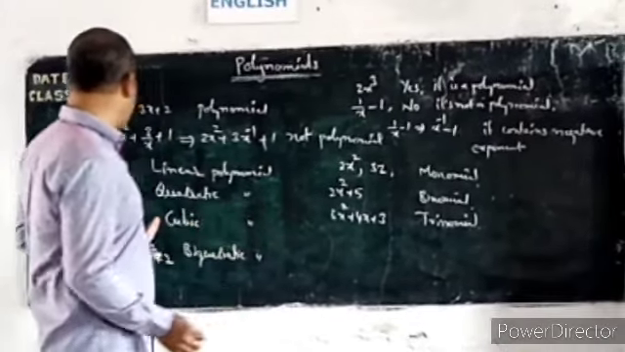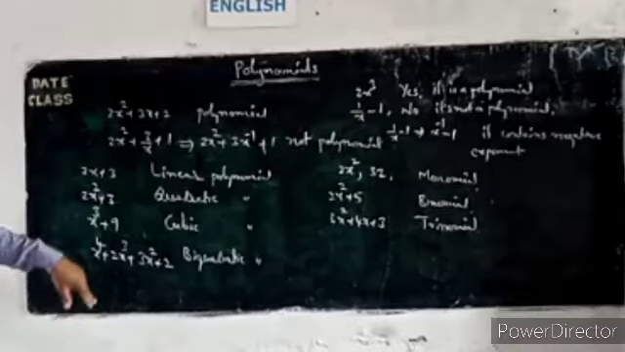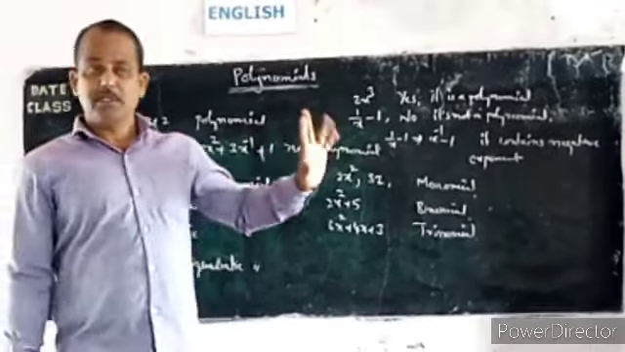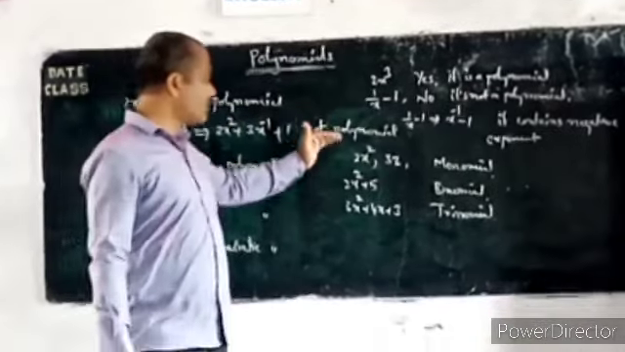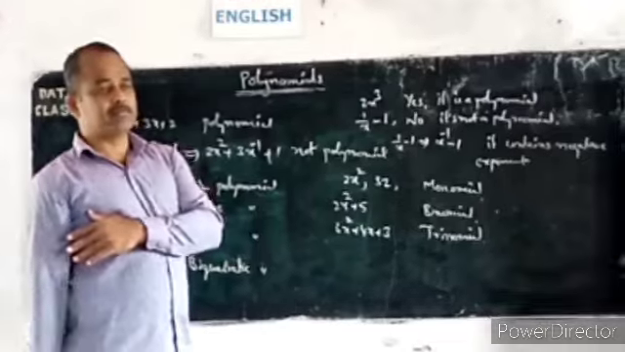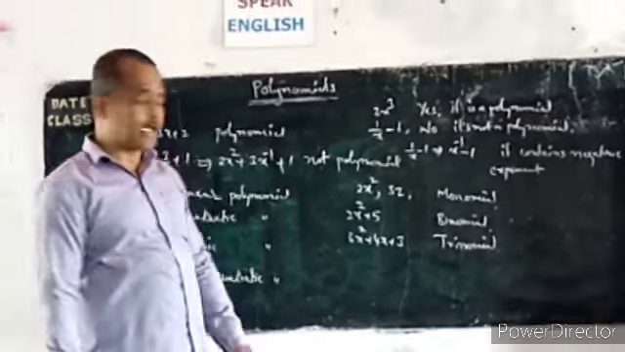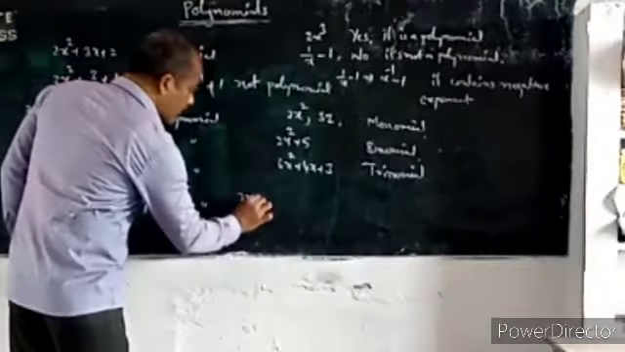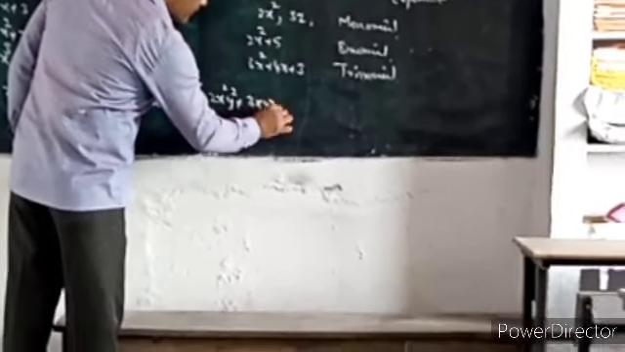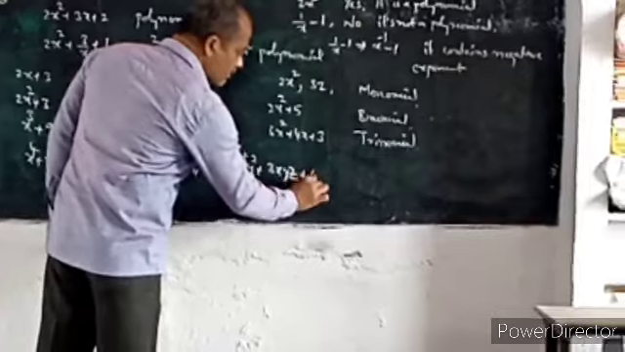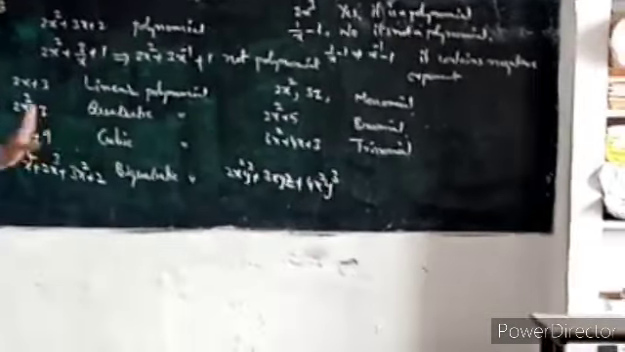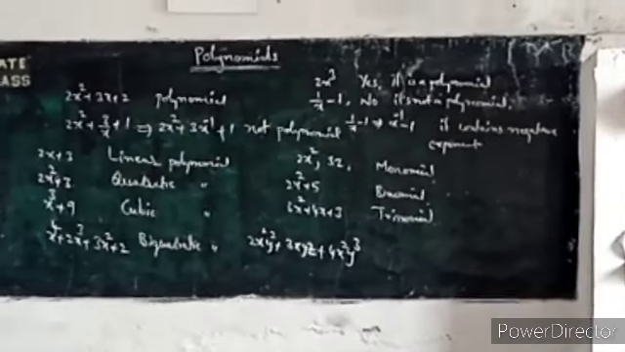What is the degree of the polynomial? The highest exponent in the given polynomial is nothing but the degree of the polynomial. If it is in one variable, we can count only one. If it contains more than one variable, either 2 or 3 variables, like this: 2x square y square plus 3xyz plus 4x square y cube.